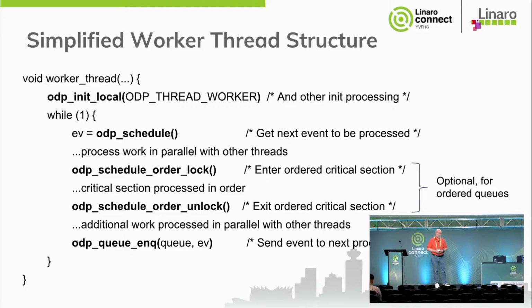An ordered lock is a special type of lock that exists within an ordered synchronization context that allows a critical section to be defined, which is processed in order, independent of the other parallelism that is going on. So if element number 3 is being processed here and it calls ODP schedule order lock, that call will not return until elements 1 and 2 have already been processed. So by the time element 3 acquires the lock, we know that it's being processed in order. This provides a small ordered serial section within a larger parallel flow.